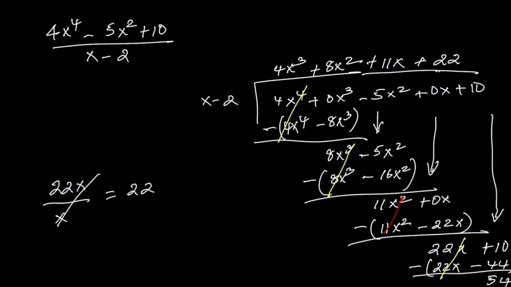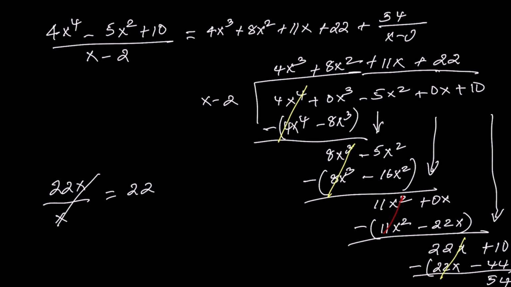Therefore, the final answer is 4x cubed plus 8x squared plus 11x plus 22 plus 54 divided by x minus 2. This concludes our lesson about dividing polynomials using long division.